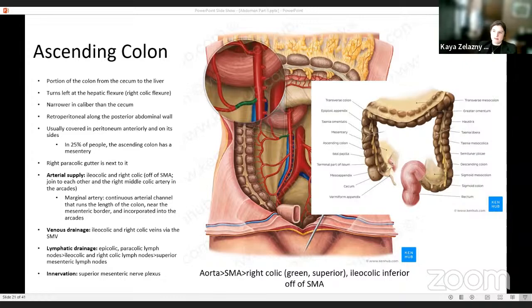Okay. Venous drainage, ileocolic and right colic veins to the superior mesenteric vein. And then lymphatic drainage is going to go to epicolic or pericolic lymph nodes, going back to the ileocolic and right colic lymph nodes, so matching that arterial and venous supply, and then back to your superior mesenteric lymph nodes. Innervation is coming from your superior mesenteric nerve plexus. All right, so we're still thinking that SMA here, essentially.